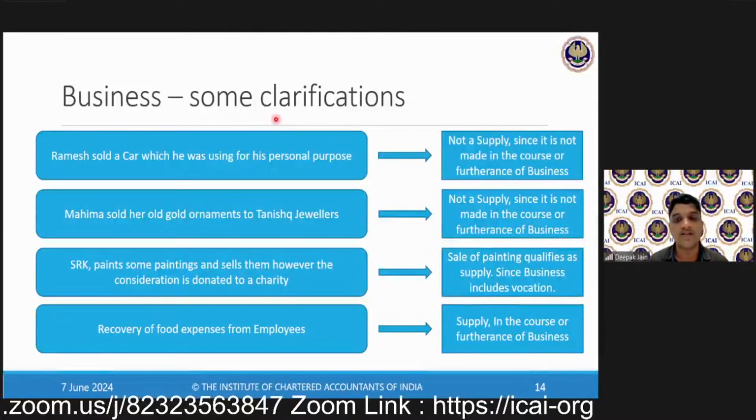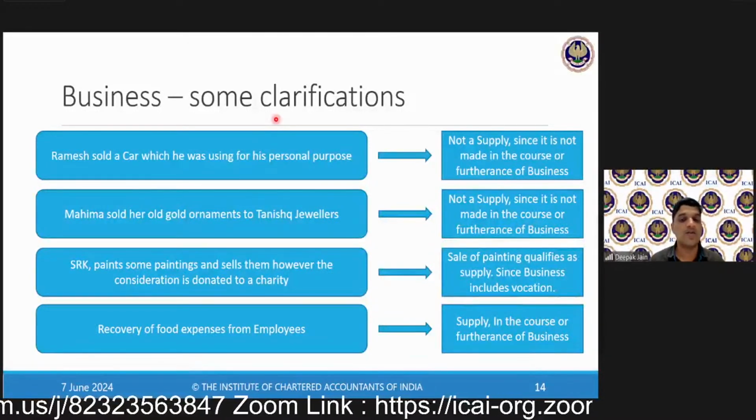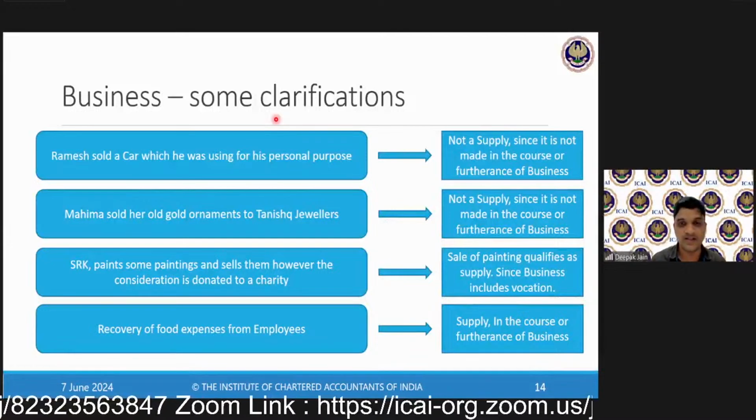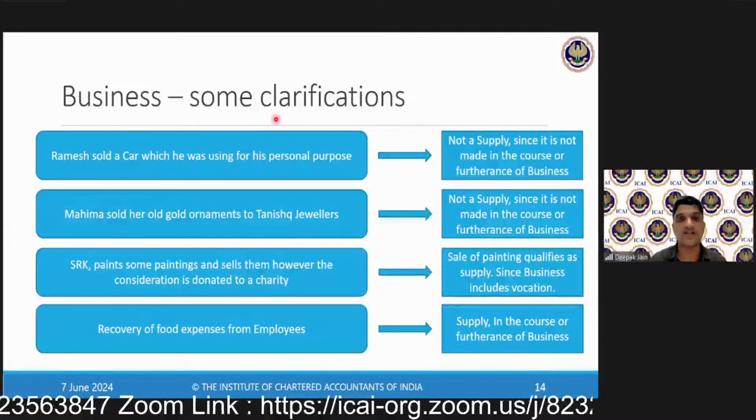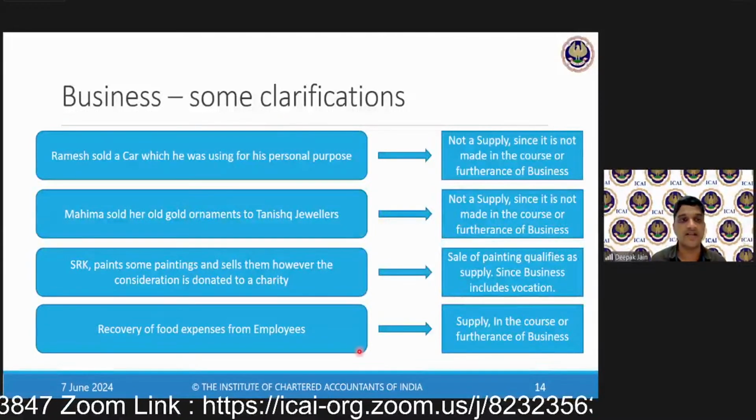Is a loan or borrowing chargeable to GST or not? Loans and borrowings are not liable to GST because it's a transaction in money, and transactions in money are not liable to GST.